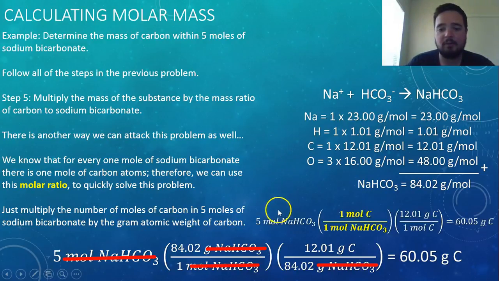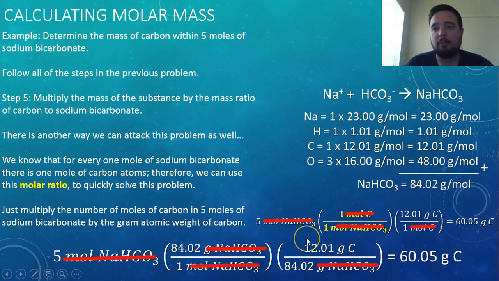So what we do is we break this down. We say, okay, for every 5 moles of sodium bicarbonate, there is 1 mole of sodium bicarbonate for every 1 mole of carbon, and that's from the chemical equation. Well, this is going to cancel these two out, but then I know that the gram atomic weight of carbon is 12.01 grams per 1 mole. So I know for every 1 mole of carbon I have 12.01 grams of carbon. So that's going to cancel these units out, and you're still left with grams of carbon, and you're still left with the same exact answer.